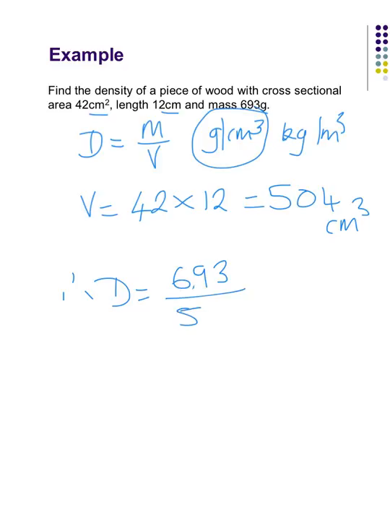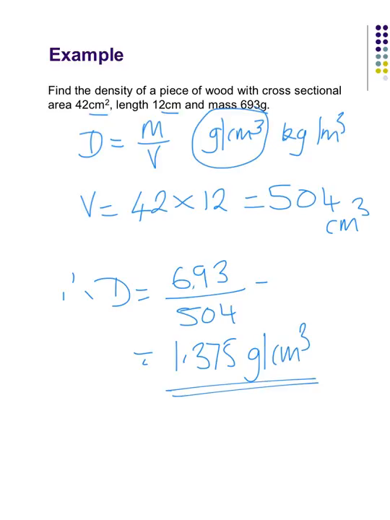693 divided by 504, which will give us 1.375 grams per centimetre cubed. Don't forget to include your units at the end.